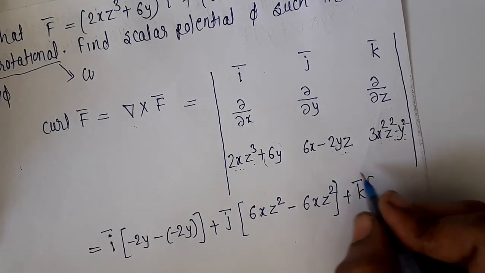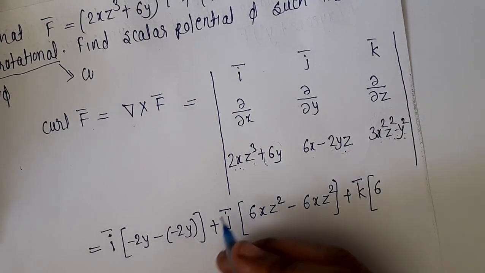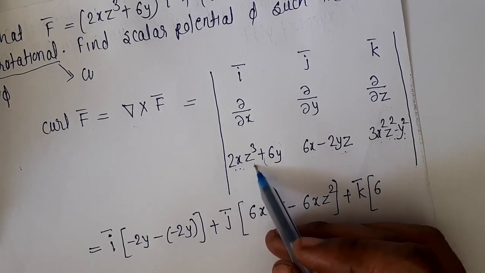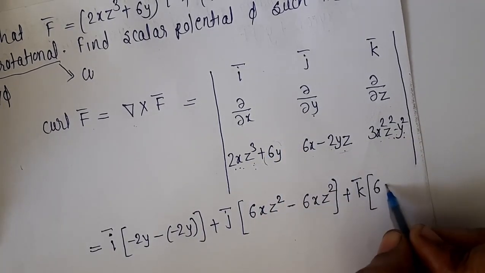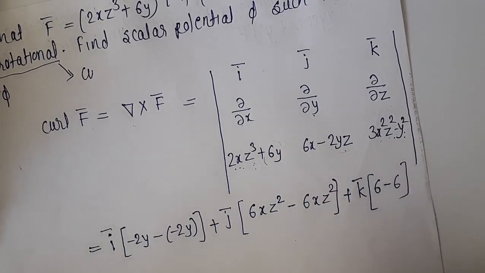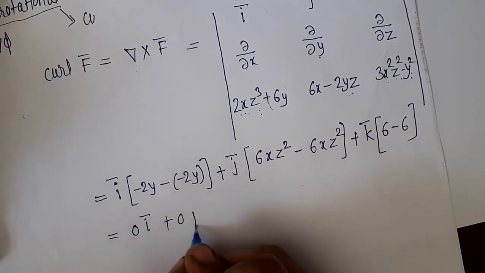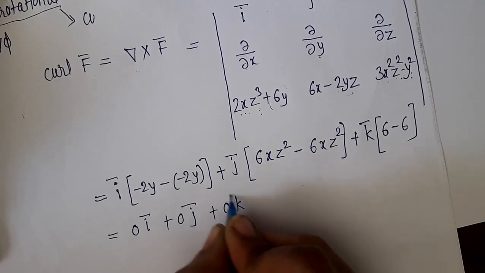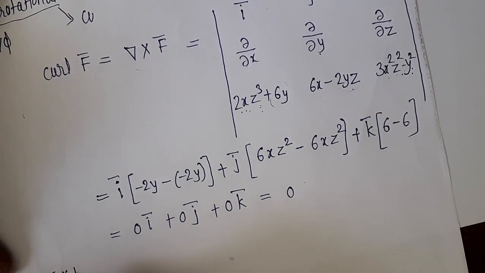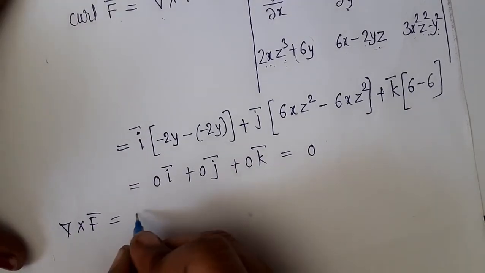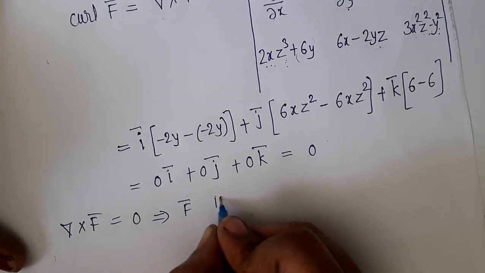del by del x of 6x − 2yz. The derivative of 6x is 6, and the derivative of −2yz is 0, and del by del y of 2xz³ + 6y: 2xz³ becomes 0 with respect to y, and the derivative of 6y becomes 6, so minus of 6. So it is equal to 0i + 0j + 0k. What we get is curl of F, that is del cross F, equal to 0. What does it represent? F is irrotational.